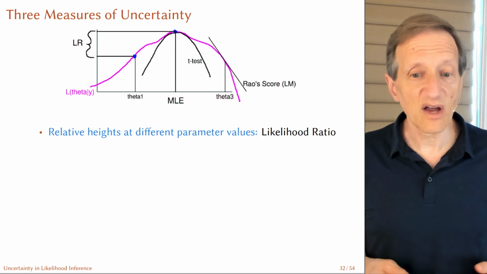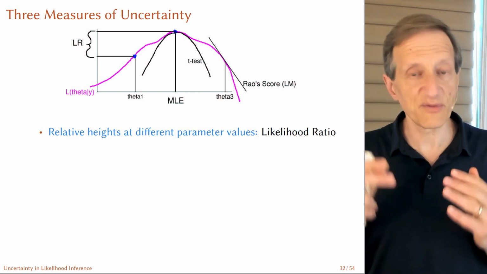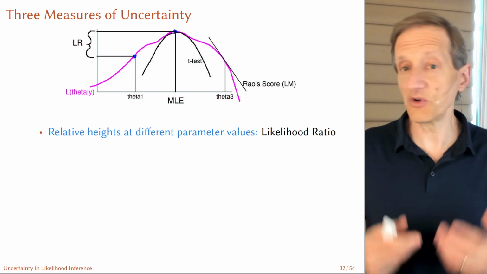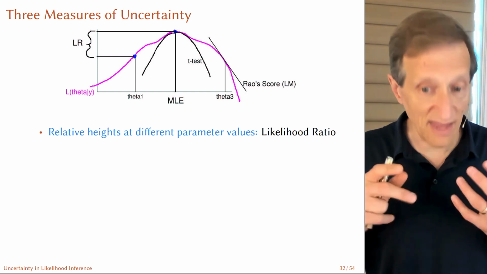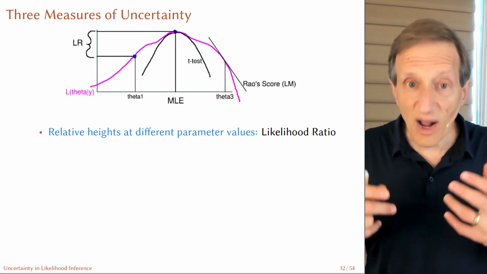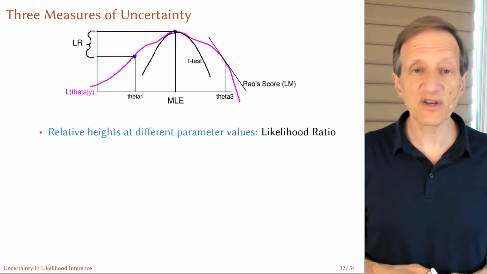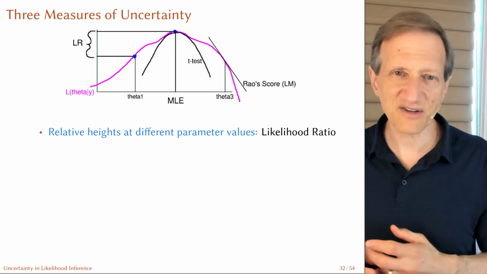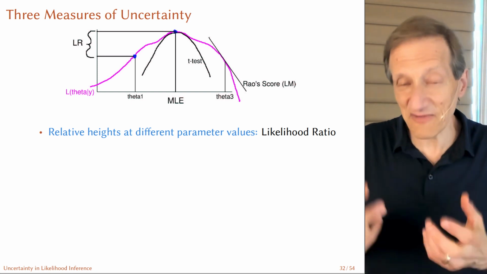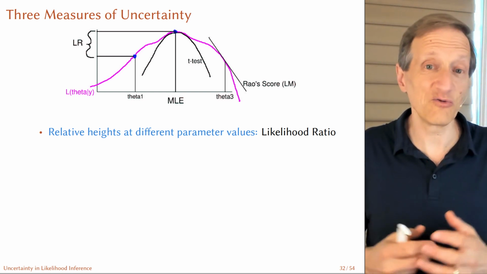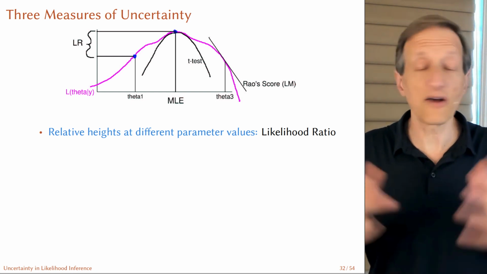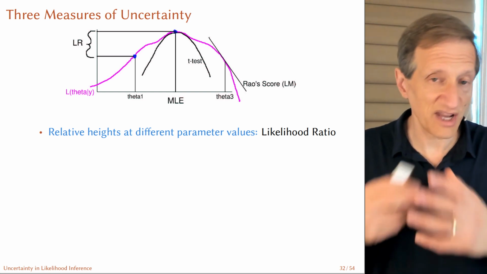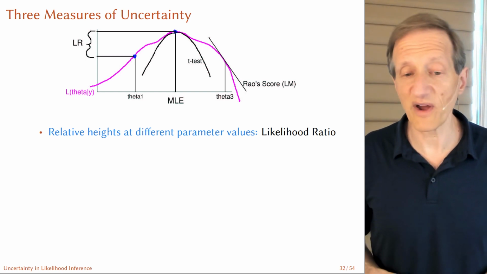If we look here, the relative heights at different parameter values can be evaluated by something called the likelihood ratio. You may have heard of a likelihood ratio test. That's where this comes from. You probably are familiar with an F-test in regression. A direct generalization of the F-test in regression is a likelihood ratio test. The only difference is an F-test applies to linear regression, and the likelihood ratio test applies very generally across many, many different statistical models.